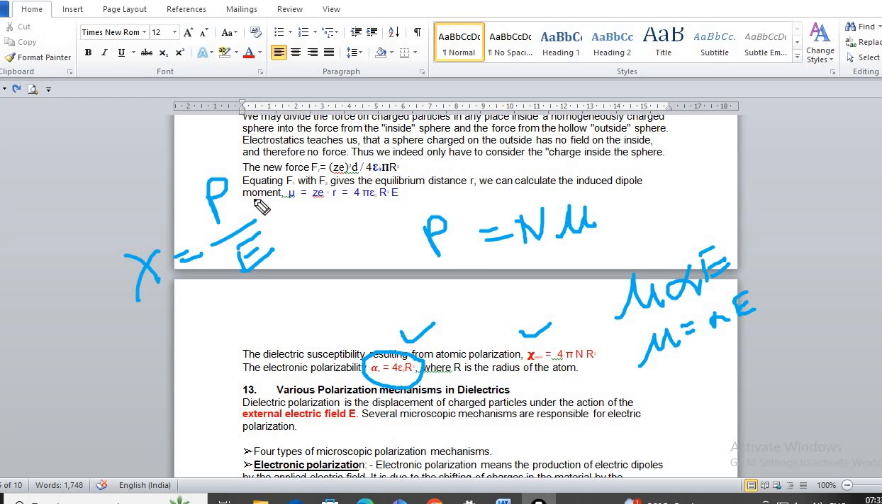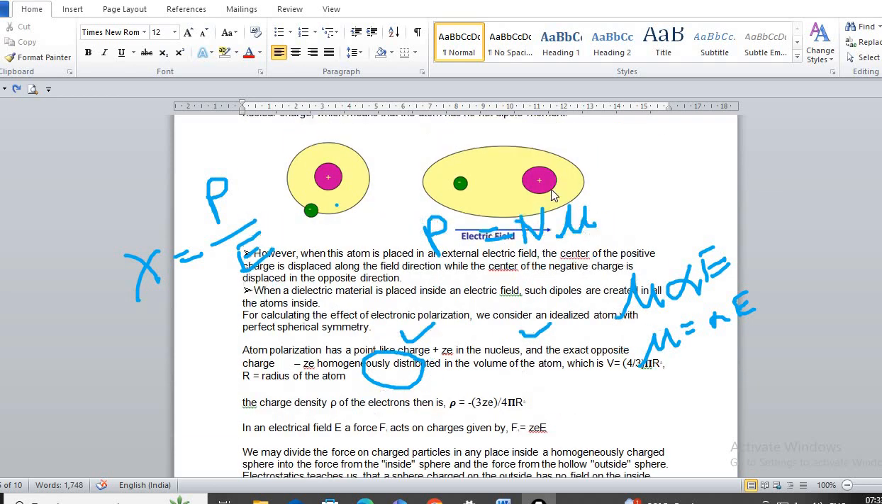You need to calculate the forces, you need to calculate the balancing forces, and then from that you can get what is R, the distance between the dipole, or the modified distance between this. What is this distance we are talking about? We are talking about this particular distance. You need to get that R. If you get R, you will get mu, then P, then susceptibility, and also polarizability. You can calculate. You will have all the information.